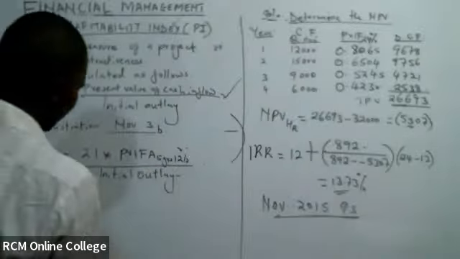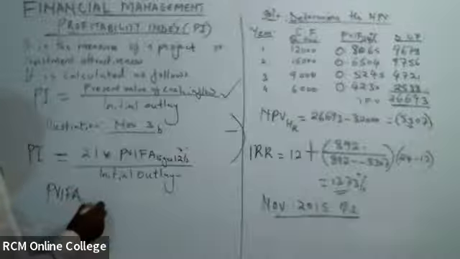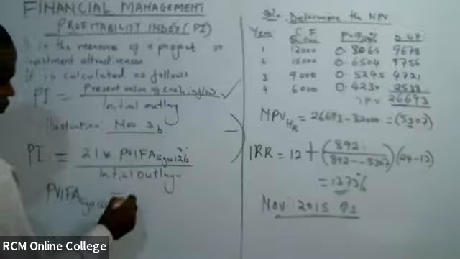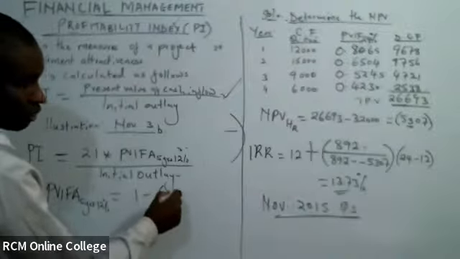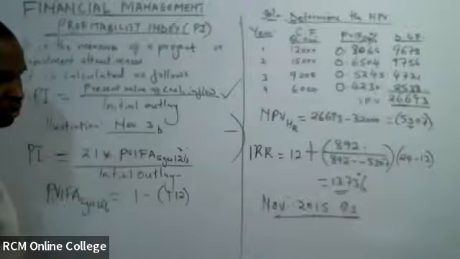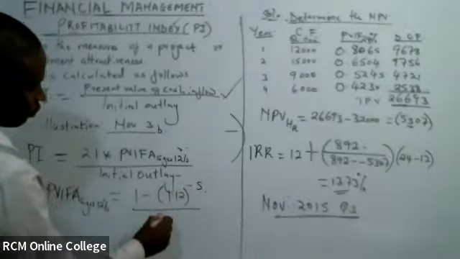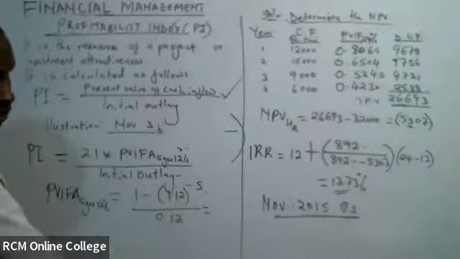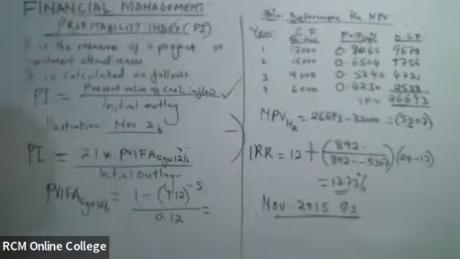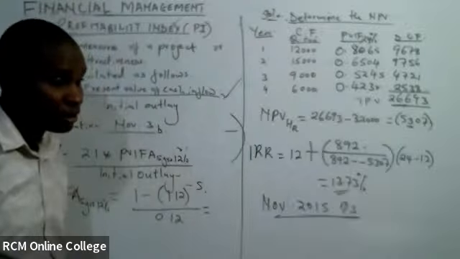So if you wish, you can start by getting PVFA. PVFA 5 years, 12%. Just tell me what to write. 1 minus 1.12 to the power of -5, divided by 0.12. Are we together as far as my PVFA is concerned? PVFA 5 years, 12%. Are we together?